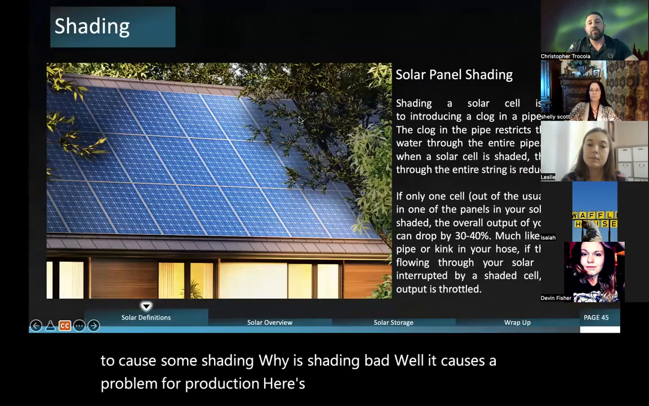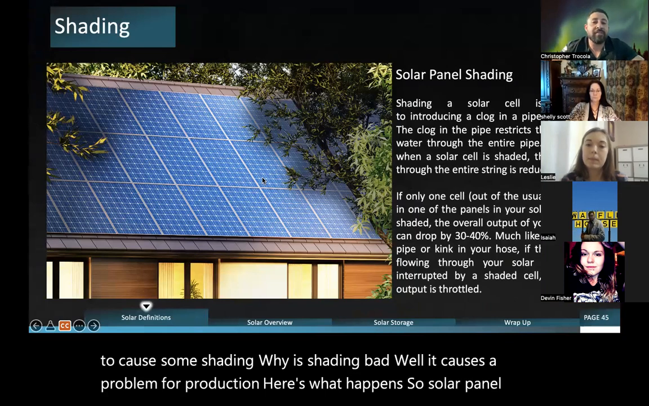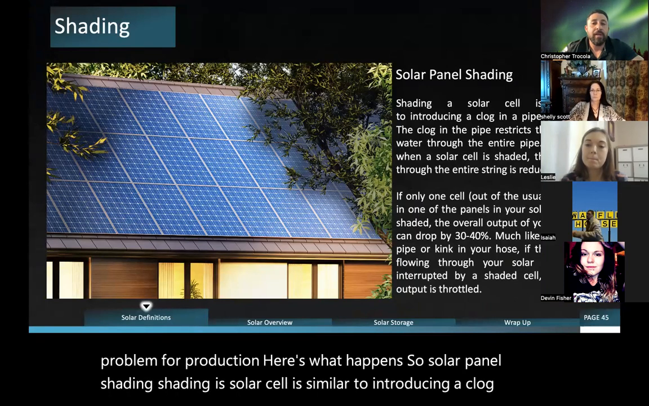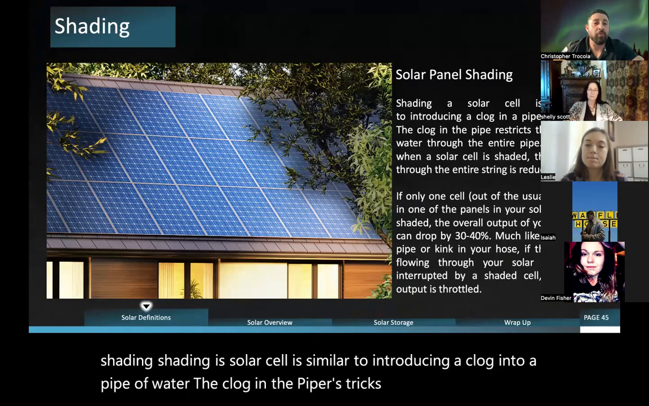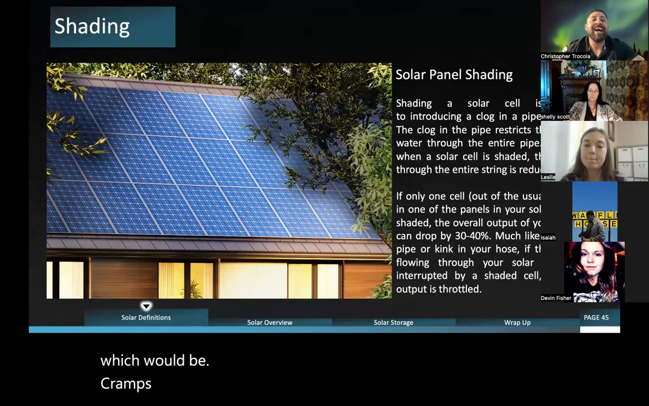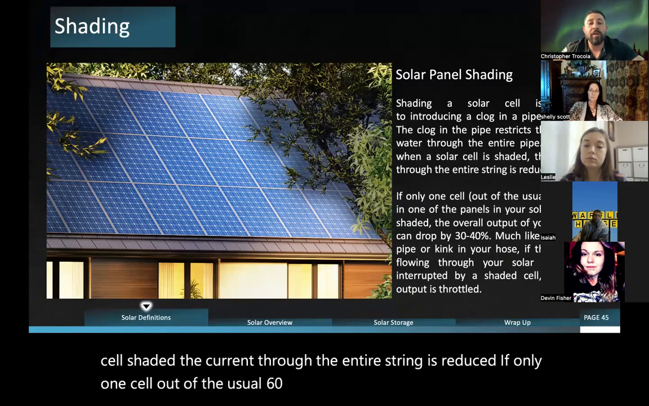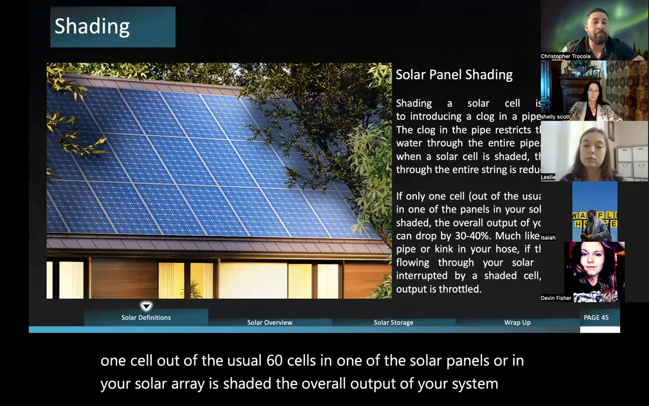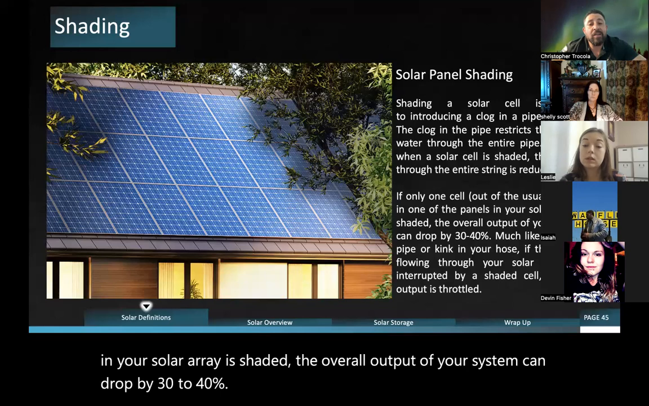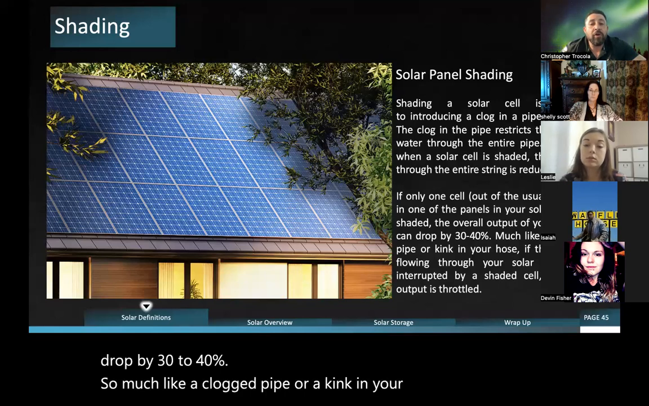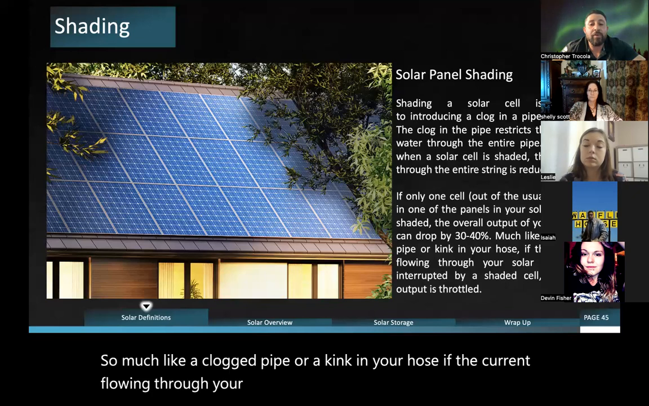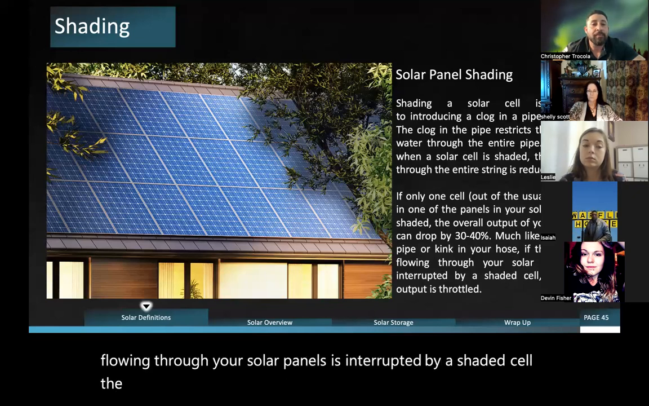Here's what happens. Solar panel shading. Shading a solar cell is similar to introducing a clog into a pipe of water. The clog in the pipe restricts the flow of the water, which would be amps, throughout the entire pipe. Similarly, when the solar cell is shaded, the current through the entire string is reduced. If only one cell out of the usual 60 cells in one of the solar panels in your array is shaded, the overall output of your system can drop by 30 to 40%. So much like a clogged pipe or a kink in your hose, if the current flowing through your solar panels is interrupted by a shaded cell, the end output is throttled.